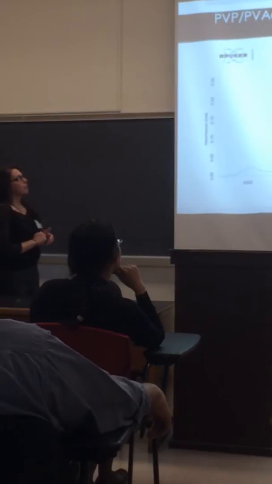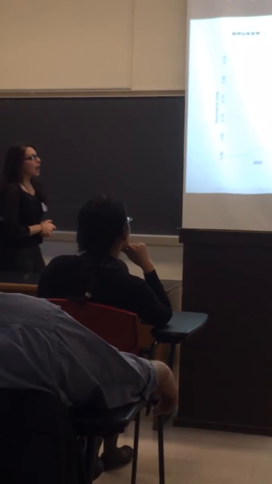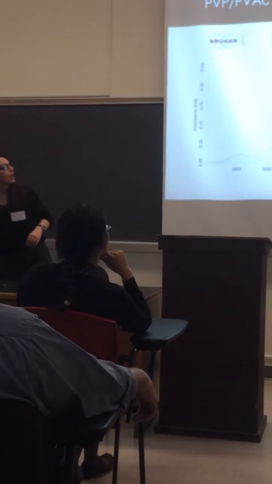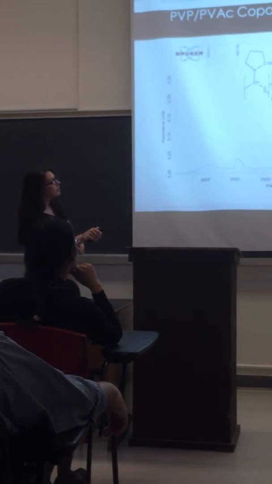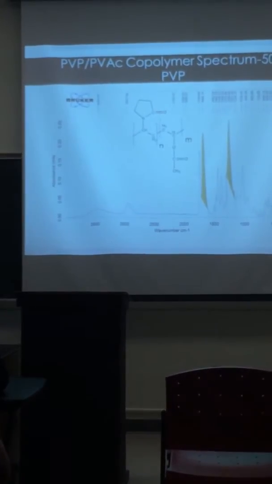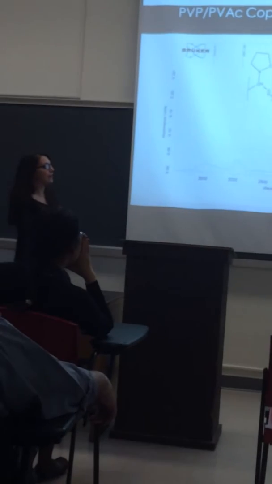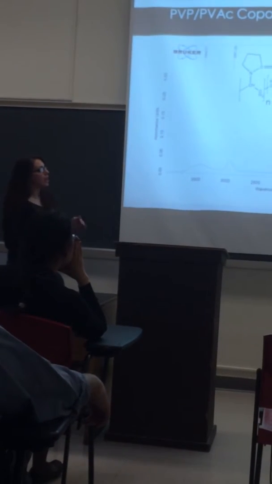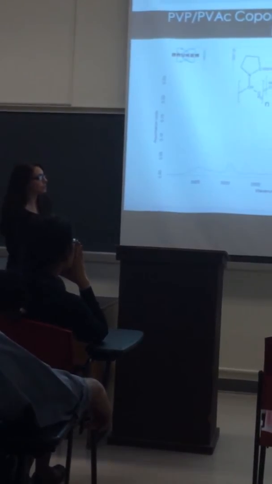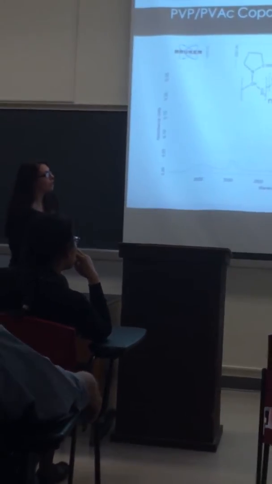This is one of our examples of 50% PDP in the PDP PDAC copolymers. So the 2 highlighted peaks are the 1668 and the 1231. The 1668 comes from the carbonyl here in the nitrogen containing ring, and the 1231 comes from the ether of the acetate moiety in the PDAC. You can still see the other peaks from the carbonyl at 1730 from the carbonyl in the acetate. 1020 would be the whole acetate.